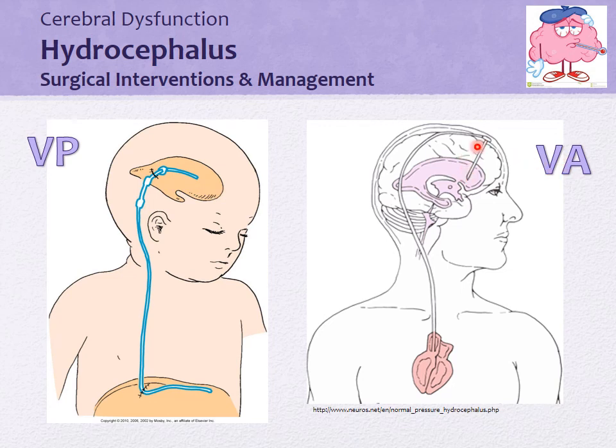And then here's your VA shunt. It goes from the ventricle down into the aorta. Okay?